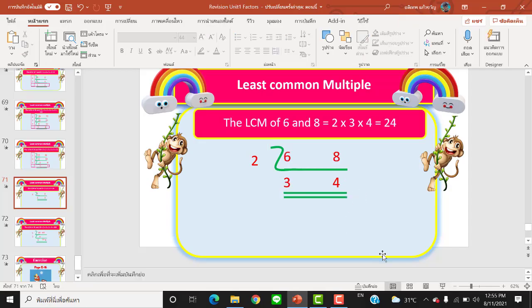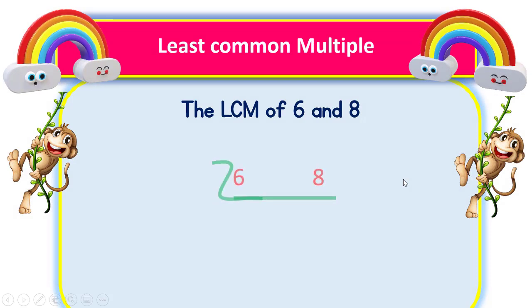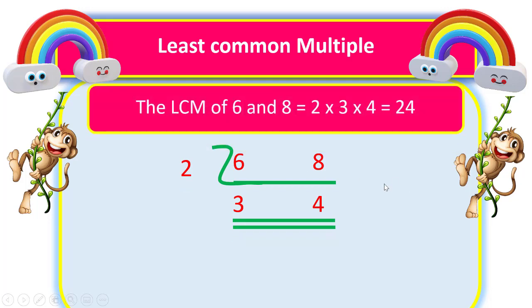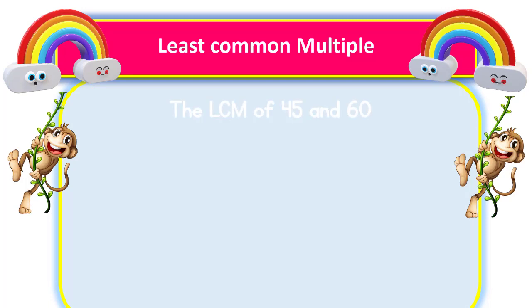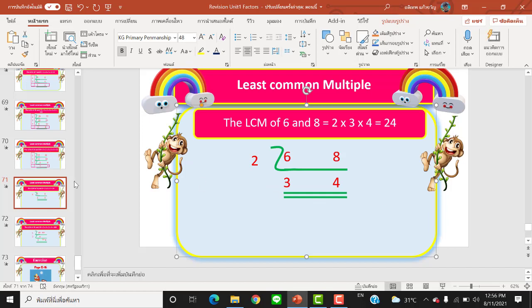Next. The least common multiple of 6 and 8. So 6 divided by 2 is 3 and 8 divided by 2 is 4. So the least common multiple of 6 and 8 is 2 times 3 times 4. It is equal to 24, right? Very good. Next.